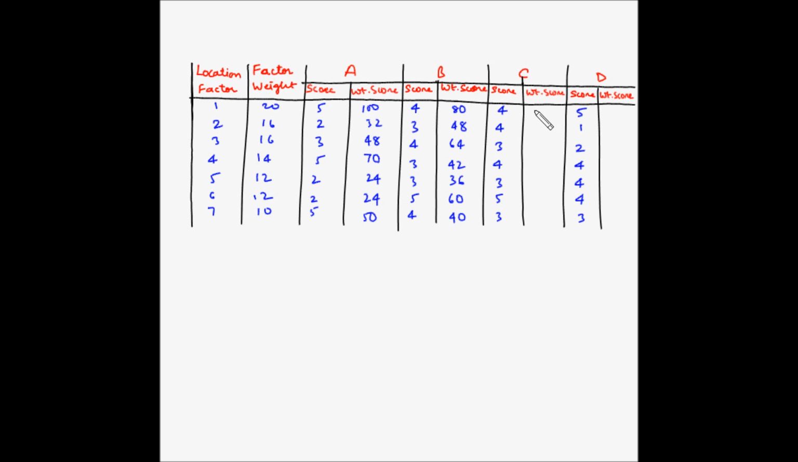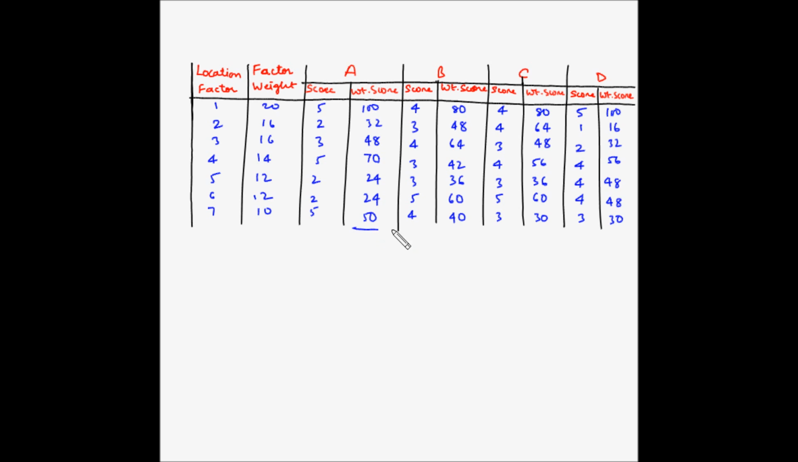For location C, the weighted score is 20 4s are 80, 16 4s are 64, 16 3s are 48, 14 4s are 56, 12 3s are 36, 12 5s are 60, and 10 3s are 30. For D, 20 5s are 100, 16 1s are 16, 16 2s are 32, 14 4s are 56, 12 4s are 48, 12 4s are 48, and 10 3s are 30.